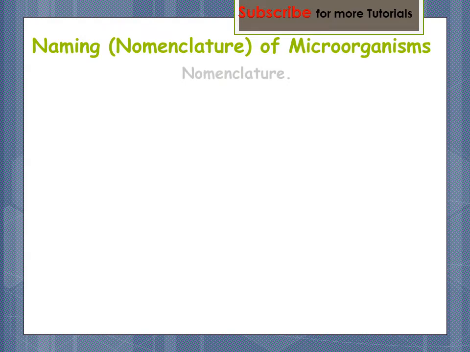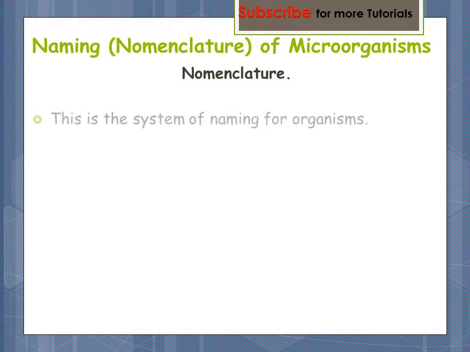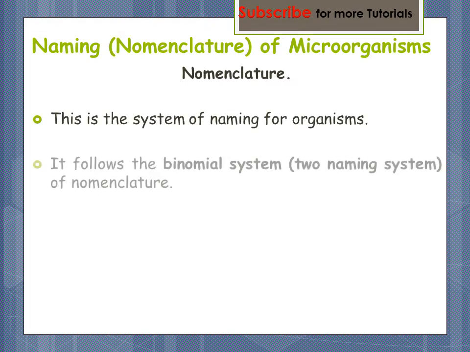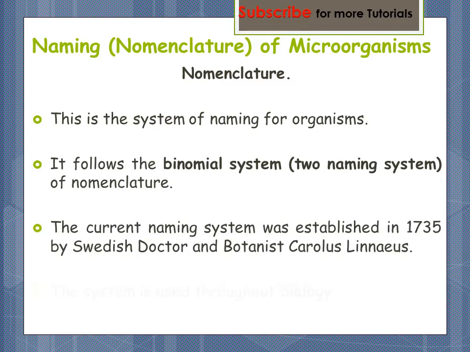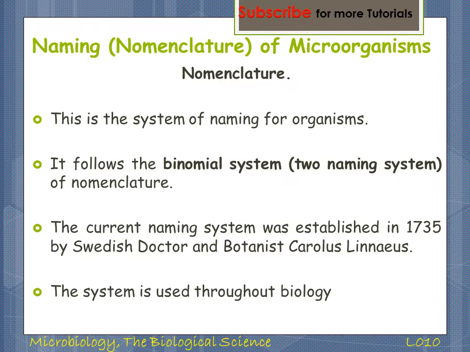Nomenclature is the system of naming of organisms. It follows the binomial system. The current naming system was established in 1735 by Swedish doctor and botanist Carolus Linnaeus. The system is used throughout biology.